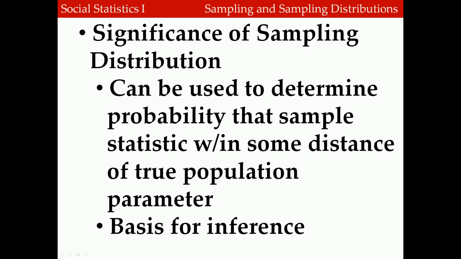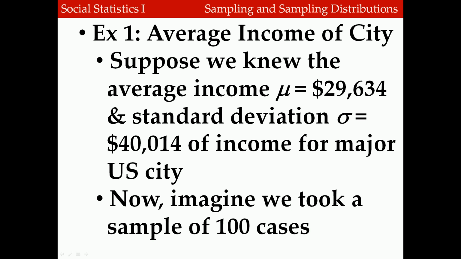So what's the significance of a sampling distribution? Well, it can be used to determine the probability that the sample statistic is within some distance of the true population parameter. And we can use that as the basis for statistical inference. So as an example, consider the following scenario. Suppose we knew the average income of an entire city. Suppose that we knew that the average income in the population was equal to $29,634 with a population standard deviation of 40,014.